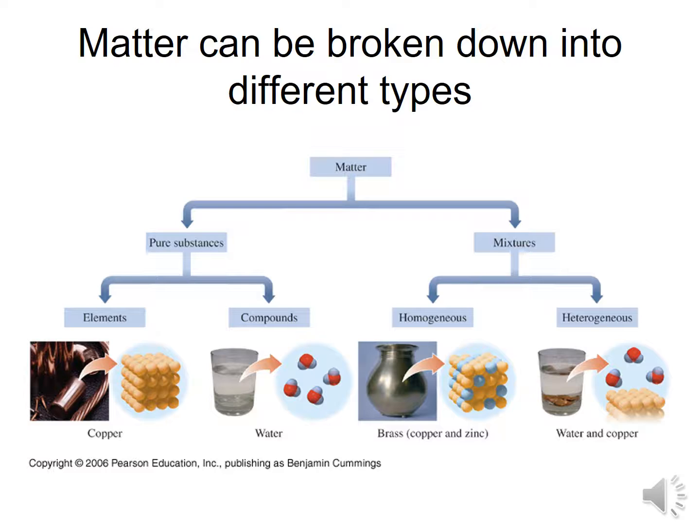It's an alloy. A piece of copper sitting on the bottom of some water, say some pennies in a glass of water, that would be a heterogeneous mixture. You have the water region and the copper region.